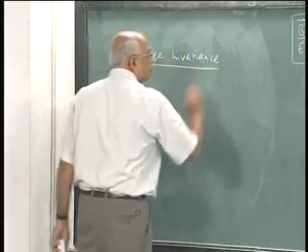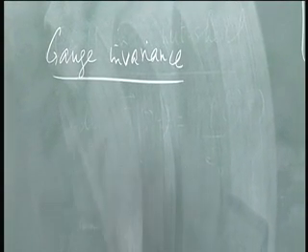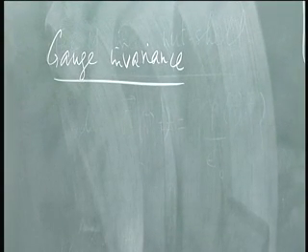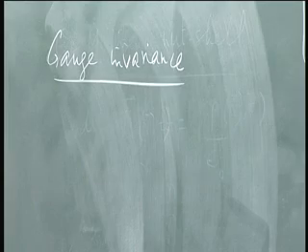Gauge invariance. Okay. Now the question we are going to ask is, I say B is the curl of A, and B is a physical field, presumably unique in every given situation. Is A unique or not? This is the question you have to answer.